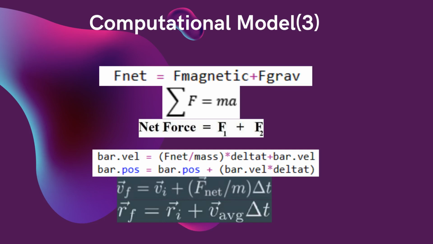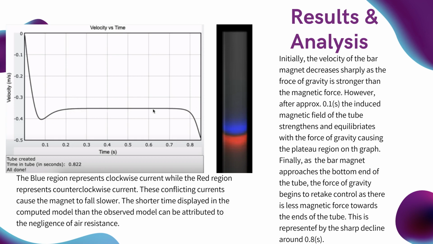Finally, in generating our velocity and time graph, we simply use the net force equation you see above and the basic kinematic equations for position and velocity that we learned in Physics 1. And here we have our resulting velocity time graph.